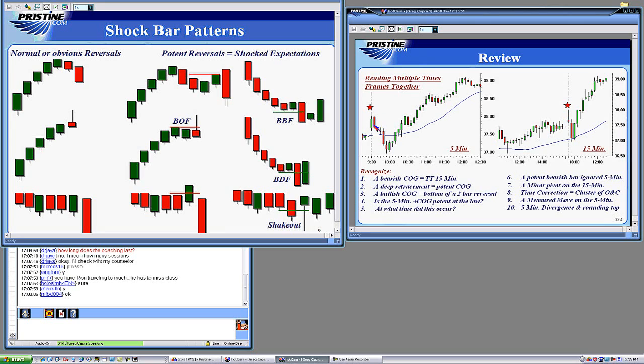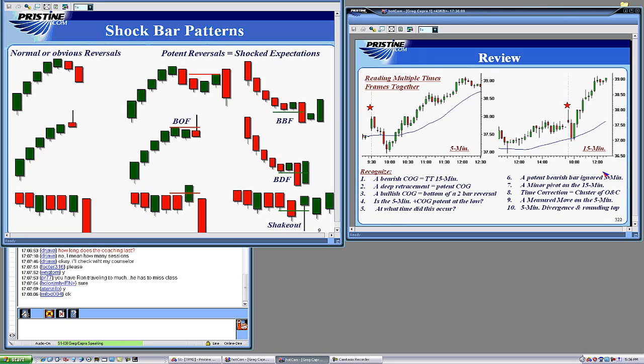There, COG is a topping tail, right where the star is. Big green bar up, big red bar down. It's a topping tail. Deep retracement, potent COG. Deep retracement. Potent reversal on the 15, bottom of the 15-minute chart. A reversal pattern on the 5. That's the transition. Is the 5 potent at the low? Absolutely.